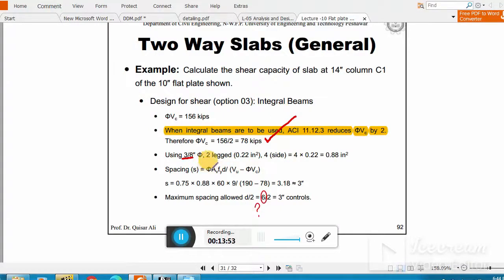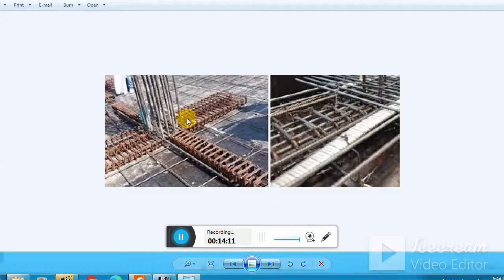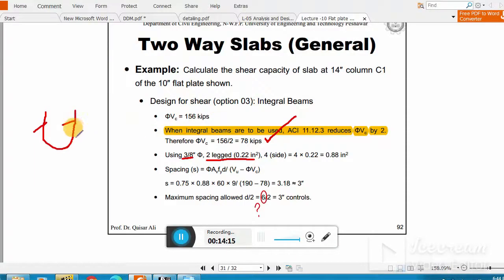So let's say that we are using 2 legs. Remember, you already know from the shear design, 1 leg of number 3 equals 0.11. So multiply with 2, you get 0.22. Now as you see in this picture, we have 1, 2, 3, 4 beams. So in 4 beams we have to place this 1 stirrup. So that's why you have to multiply this area further by 4. Then we have to find out the spacing. You already know this formula.